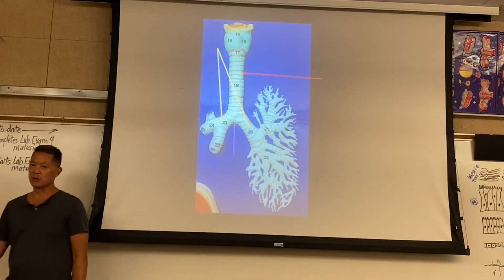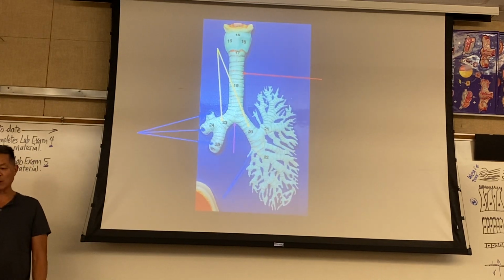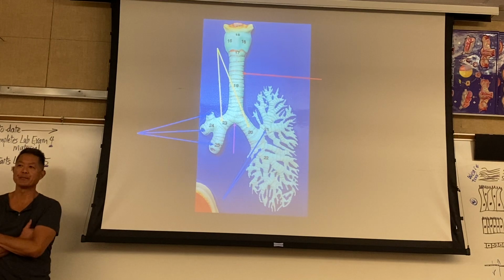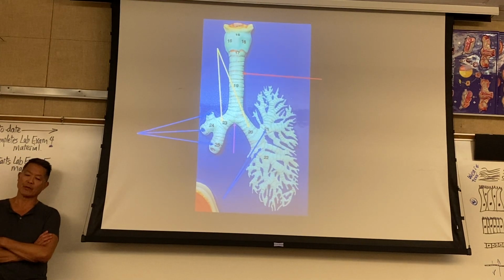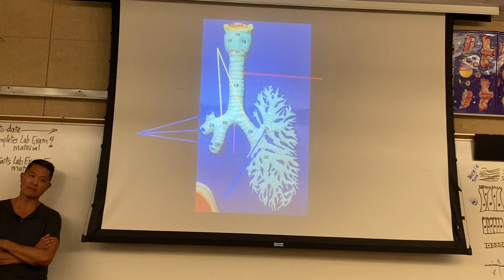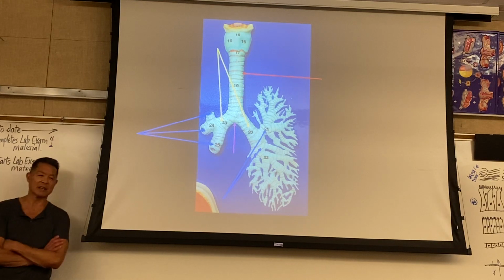Primary bronchi go to lungs. Secondary bronchi go to lobes, which is why you have 5 of them. 3 on the right, 2 on the left. Superior, middle, inferior. You don't have to name the secondary bronchi, you just have to name the lobes.